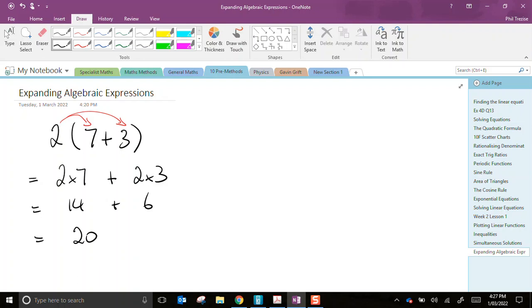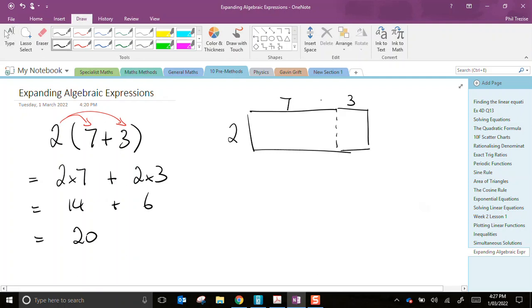There's two parts there. Now I can represent this in the form of a simple diagram. Let's imagine we have a rectangle here with a width of 2 and it's 7 units long, and then there's a little extra bit joined on, 3 units long. So if you like, the length of the rectangle is 7 plus 3. Now it's pretty clear why we end up with 2 times 7, because that rectangle there will be 14 units, and then we end up with 2 times 3, because that's the little extra rectangle at the end. There's the 6 units for a total of 20.